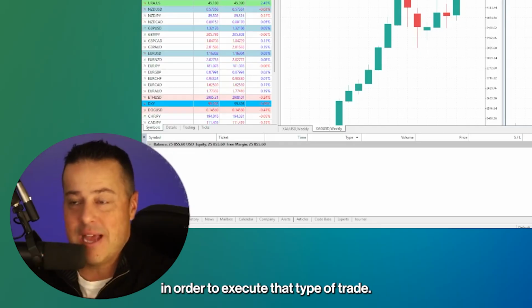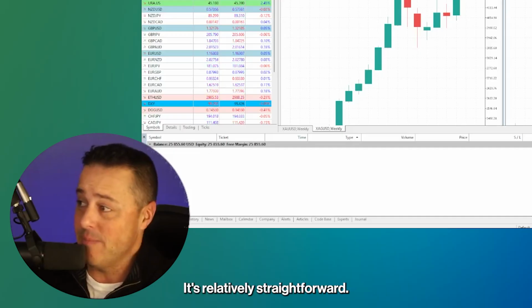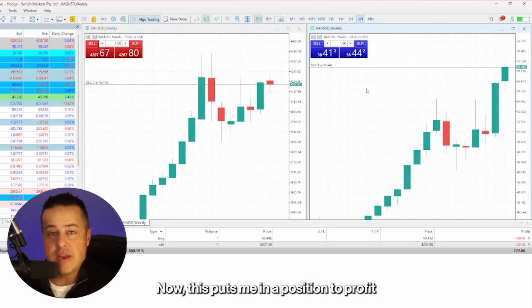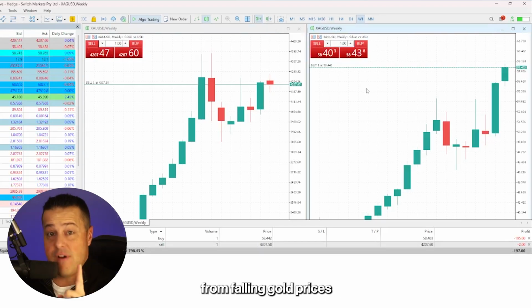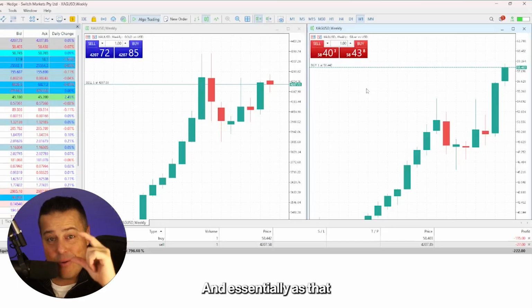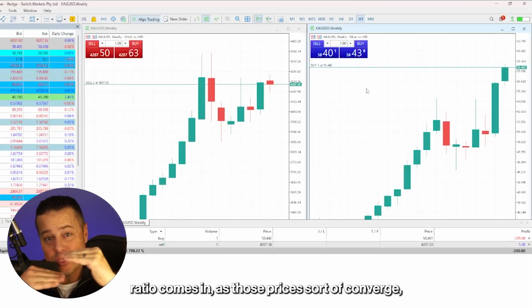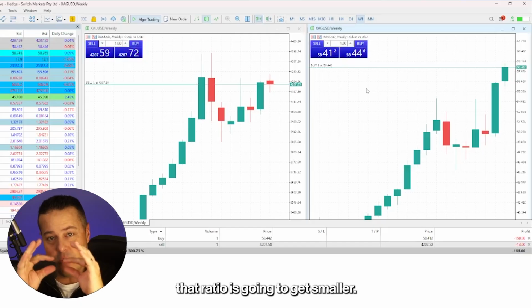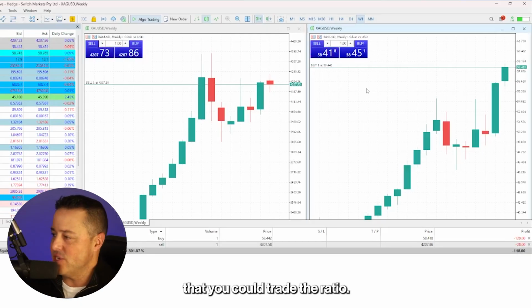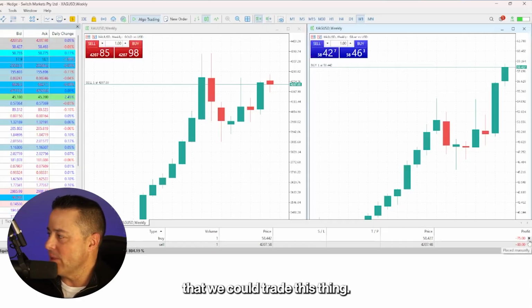In order to execute that type of trade, it's relatively straightforward. All I'm going to do is sell gold, and I'm going to buy silver. Now, this puts me in a position to profit from falling gold prices and rising silver prices. And essentially, as that ratio comes in, as those prices sort of converge, that ratio is going to get smaller. That's going to help me profit. So that's one way that you could trade the ratio. Now, let's take a look at the other way that we could trade this thing.